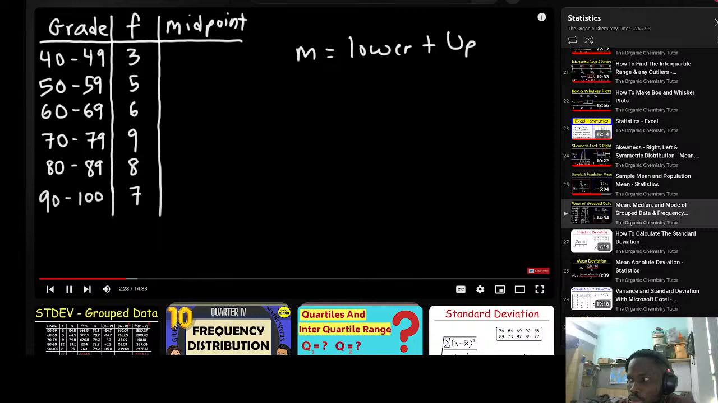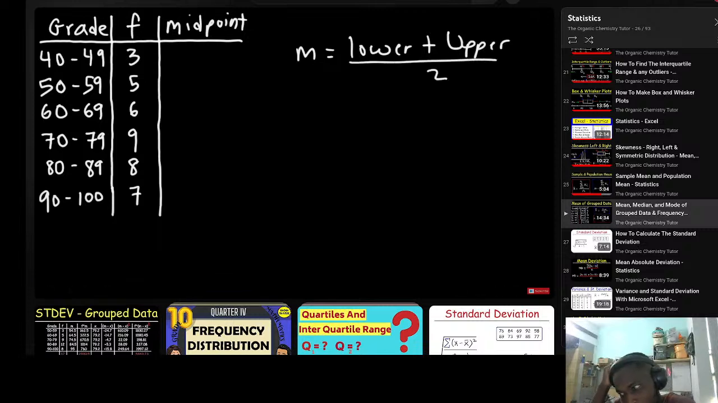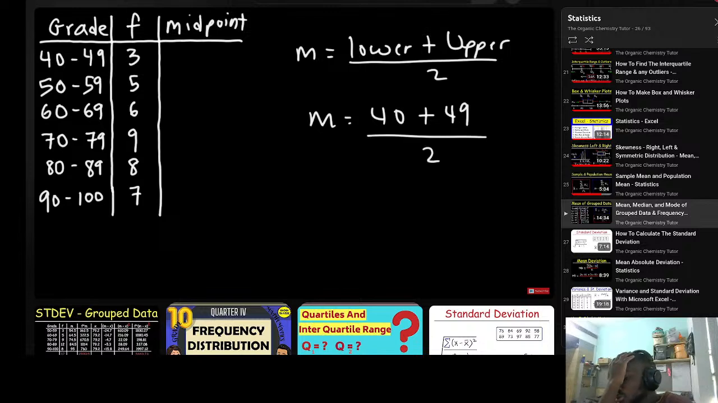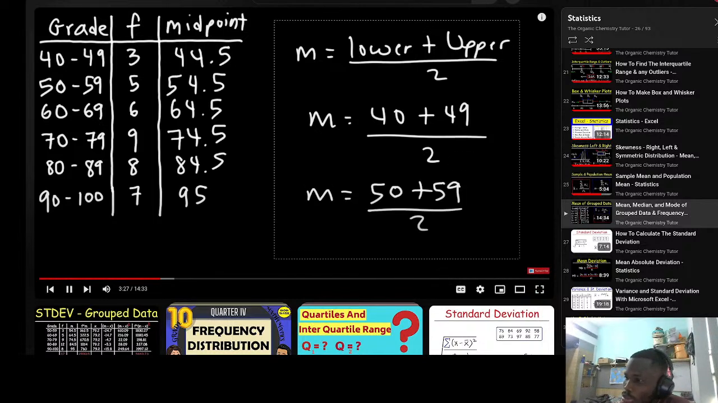plus the upper boundary of the interval divided by 2. So in the grade interval of 40 to 49, the lower boundary will be 40, the upper boundary is 49, divided by 2. So we get 89 divided by 2, which is 44.5. So that's the midpoint for this interval. Now let's do the same for the next one.